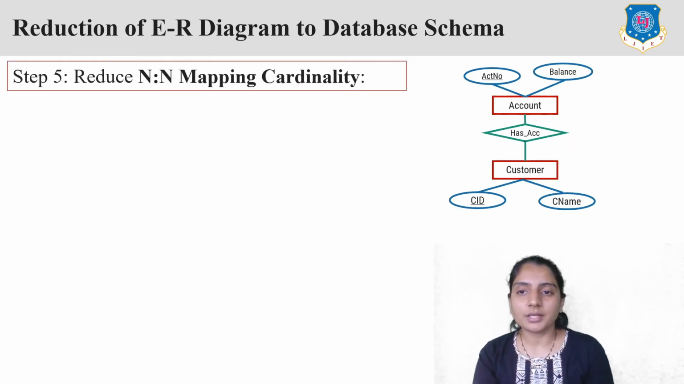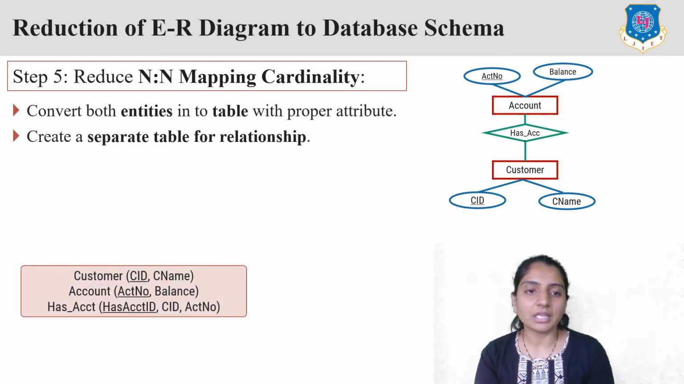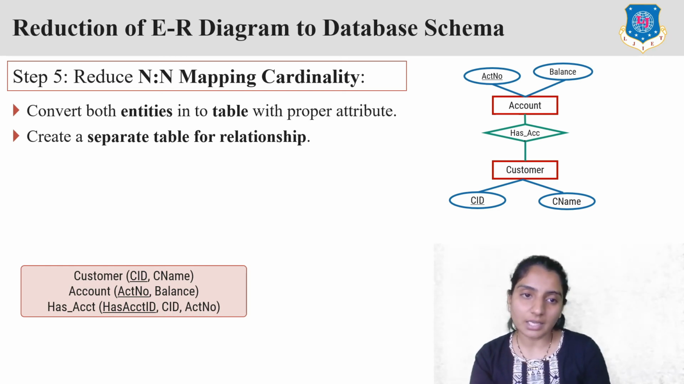The last step is reduction of many-to-many mapping cardinality. We have to create individual tables for all the entities. And I have also mentioned previously that we have to create one new table for the relationship for reduction of the cardinalities. Here we have two entities, account and customer, and the relationship is many to many, because many customers have many accounts and many accounts have many customers.